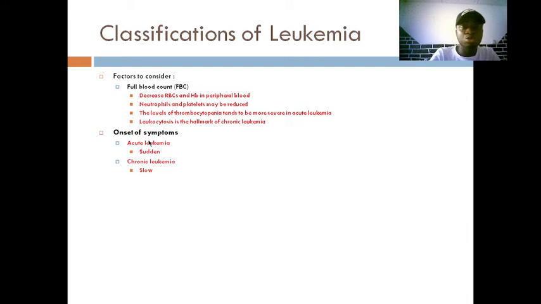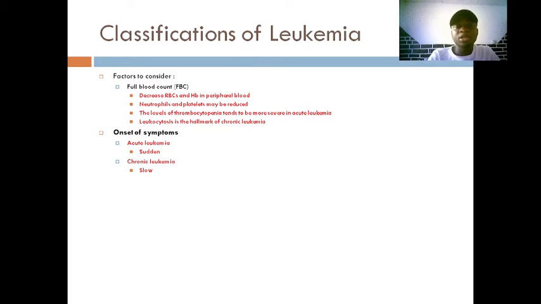And there are also neutrophils and platelets, whose levels may be reduced. So that one too is a guide. Now the level of thrombocytopenia tends to be more massive in acute leukemia. The last time I said there are two types of leukemia, acute and chronic. So for acute leukemia, thrombocytopenia, which basically means low level of platelets, tends to be more severe, and leukocytosis is the hallmark of chronic leukemia.